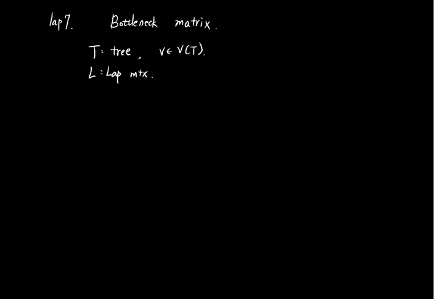Say we have a tree. This is a tree T. And we say V is equal to 1. Then we can consider its Laplacian matrix. In this particular case, the Laplacian matrix looks like this. It has one vertex that is adjacent to every other vertex.